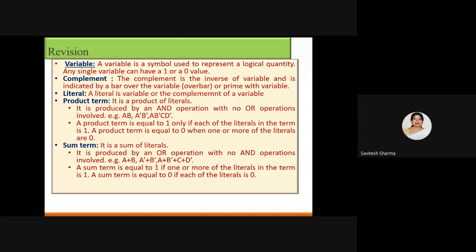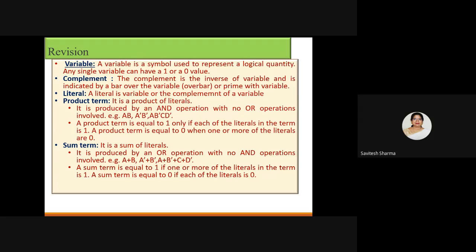Product term: if you are producing a term that contains variables and the variables are connected with the AND operation, then we will say this is a product term. I am showing the examples AB, A complement B complement, A complement C, A B complement C D complement. So these terms are product terms. You know that it is an AND operation, so a product term will equal 1 if each of the literals in the term is 1.